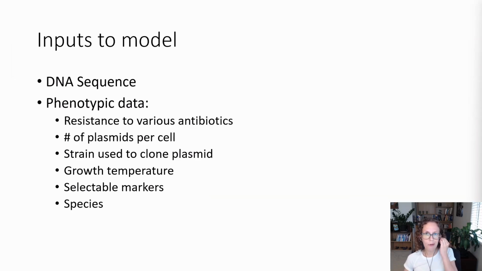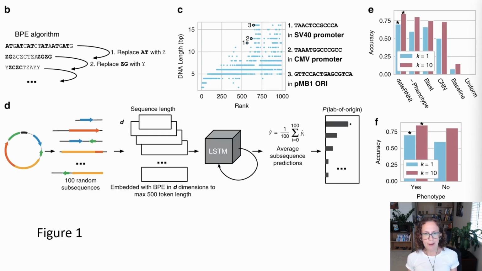The inputs to the model would be the DNA sequence, and then the phenotypic data, which includes resistance to various antibiotics, the number of plasmids per cell, the strain used to clone a plasmid, the growth temperature, and so on. The authors did two different versions of the model, one where they used all this data and one where they just used the DNA sequence. Figure 1 gives an overview of this project.